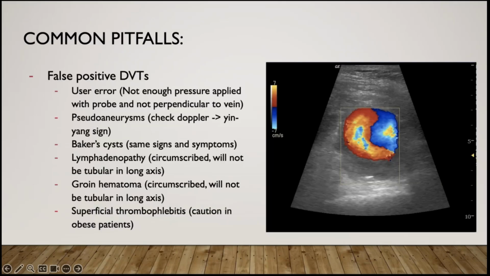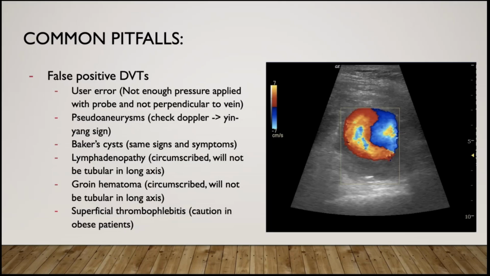So, some common pitfalls. Of course, user error is always one of the big ones. Like we already talked about, if you're not applying enough pressure, or if you're not sitting directly perpendicular to the vessel, then you might be skewed into thinking that it's just not compressing, and maybe that's a DVT when it's not.